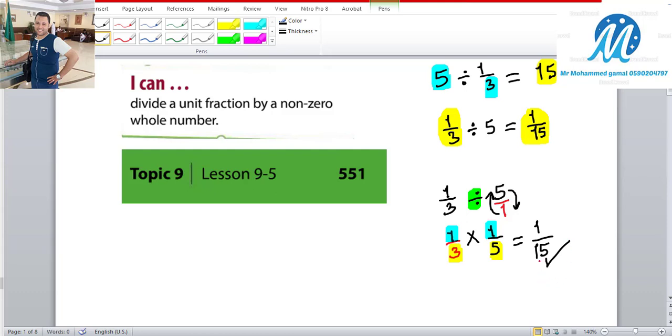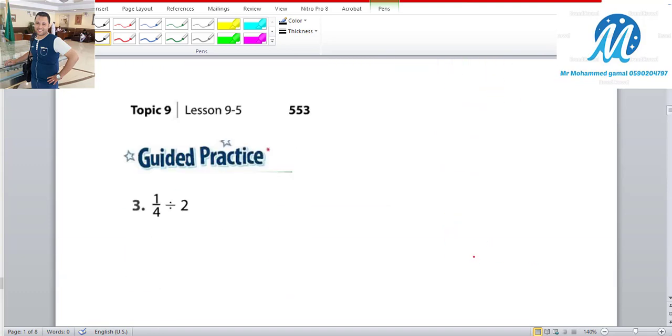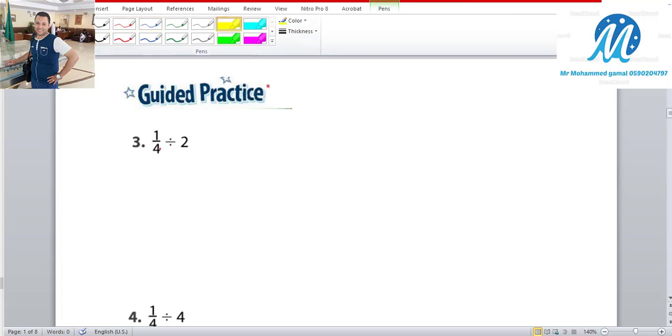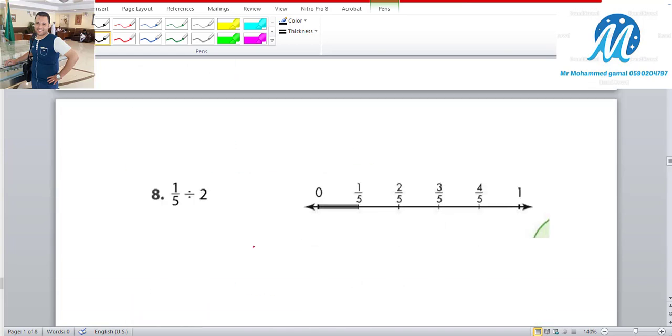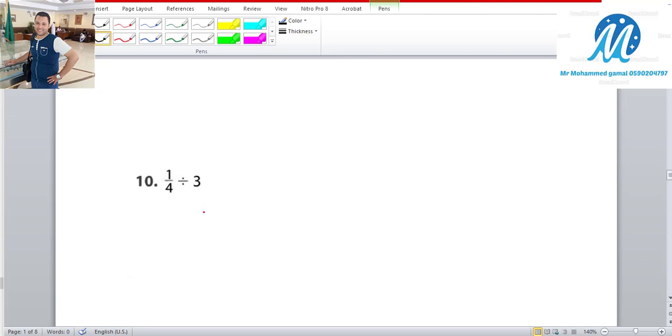Okay, the quick way is the one you are going to use here because it's fast. As you see here in question 3, 4 times 2 is 8, but the answer is not 8, it's 1 over 8. Why? Because I started with the unit fraction. Another one, for example, question number 10. Here we have 1 over 4 divided by 3. Just multiply 4 by 3 is 12, but the answer is not 12, it's 1 over 12, since we started with 1 over 4, not 4.